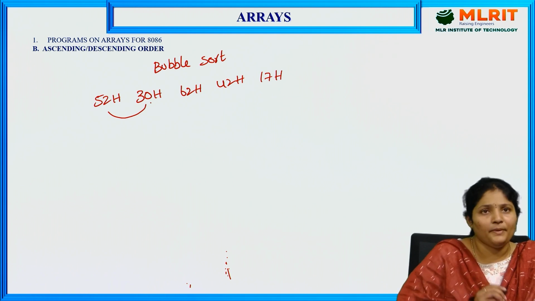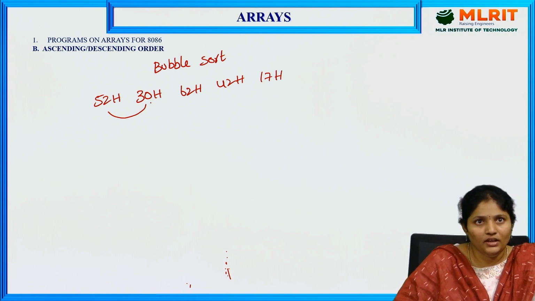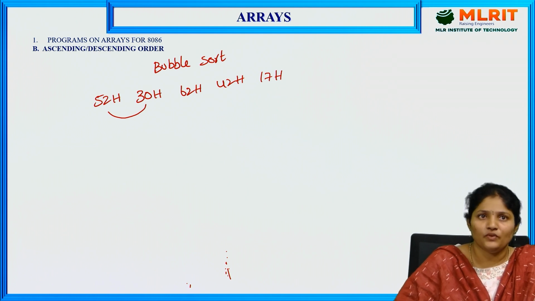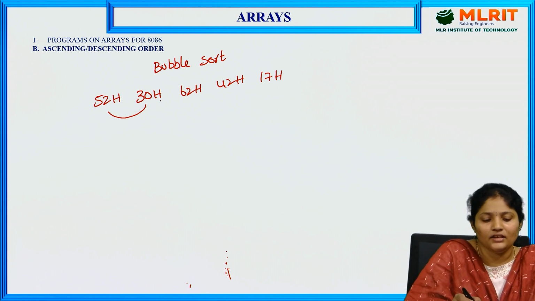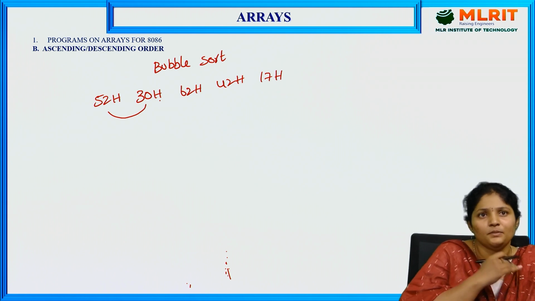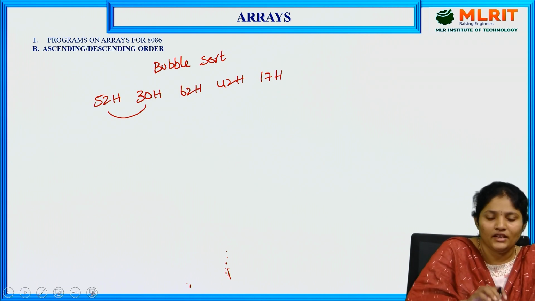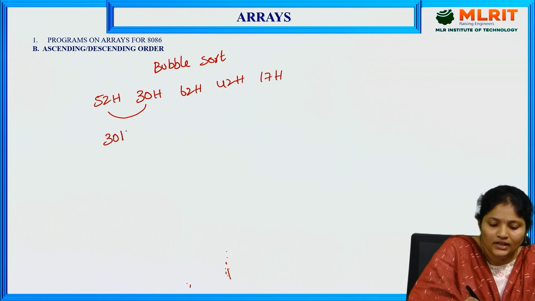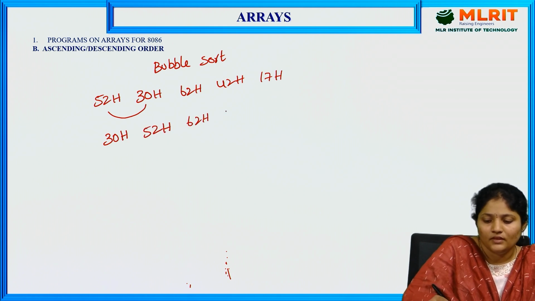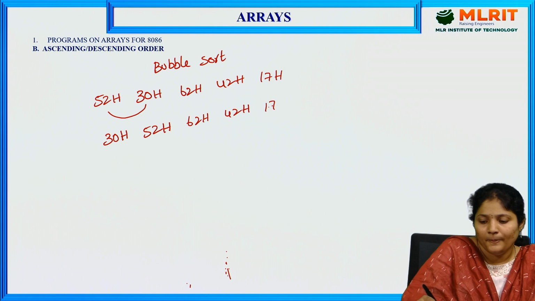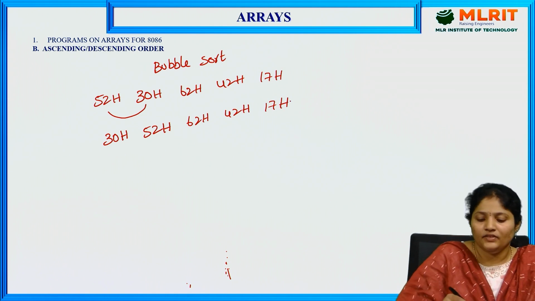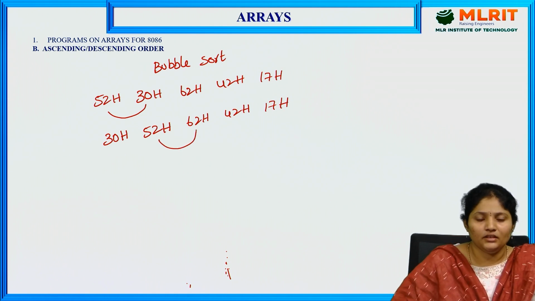52 will be compared with 30. If 52 is less than 30, then it's okay. If the first number is not less than 30, then we need to swap the numbers. 52 is greater than 30, but ascending order means the smallest number will come first. So we need to exchange this number. So 30H and now 52H. So this will be the output. Next, this second number will be compared with the third number.